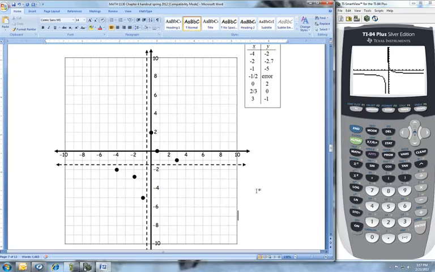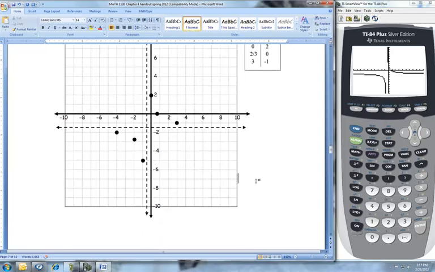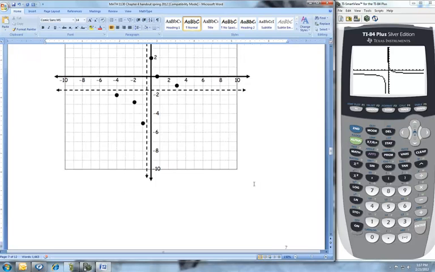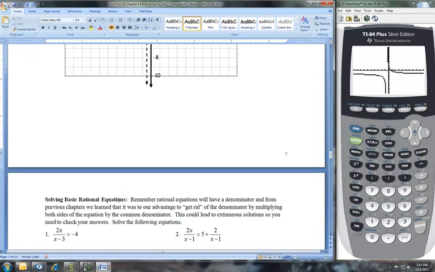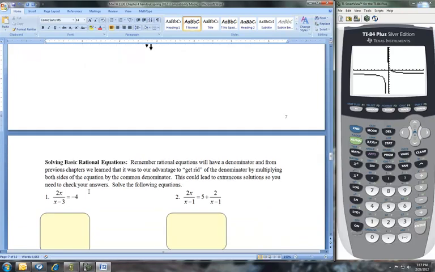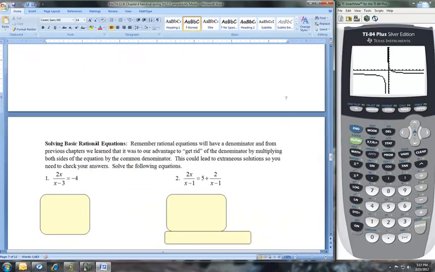Okay, so now on the next page there are some things that we might as well go ahead and do. We've got solving basic rational equations, and we've actually had this before. So on these particular problems, it says, remember, rational equations will have a denominator, and from previous chapters we learned that it was to our advantage to get rid of the denominator by multiplying both sides of the equation by the common denominator. This could lead to what's called extraneous solutions.